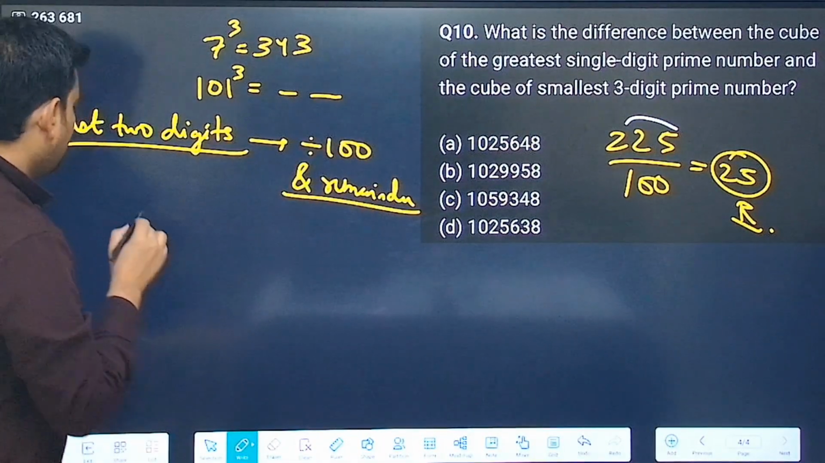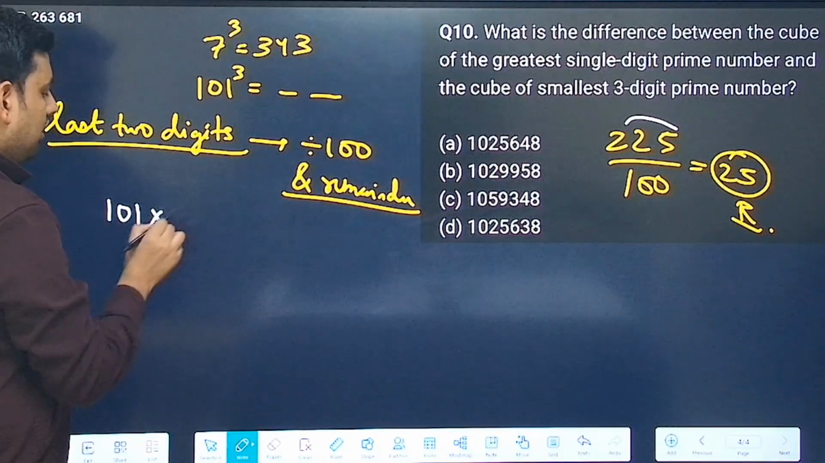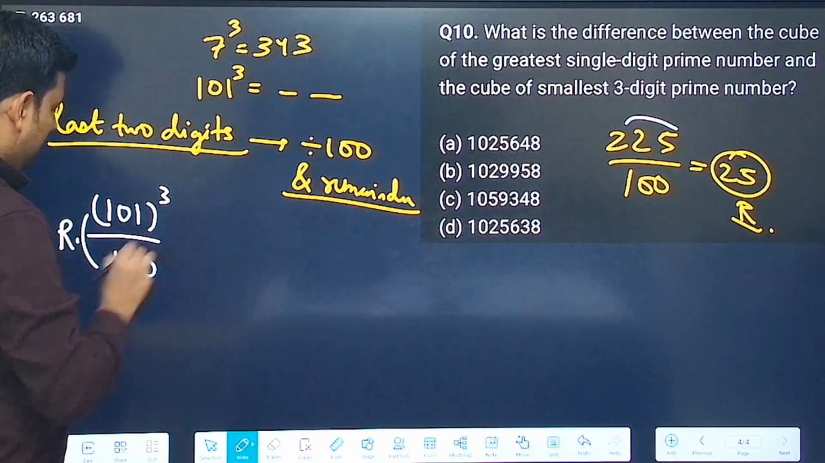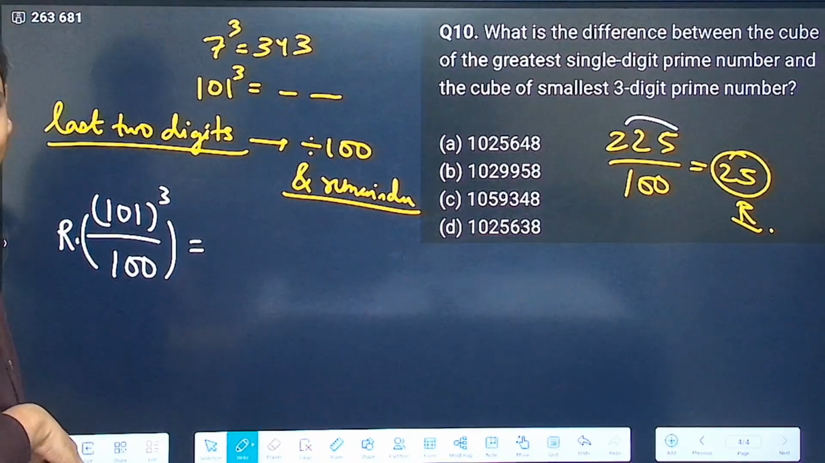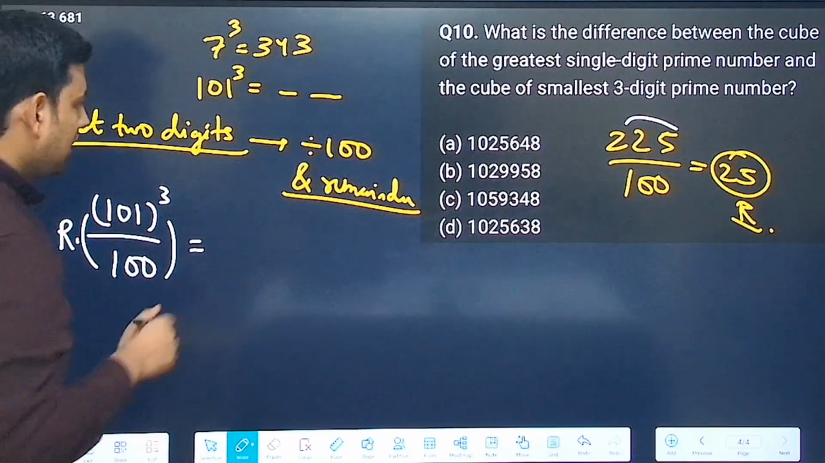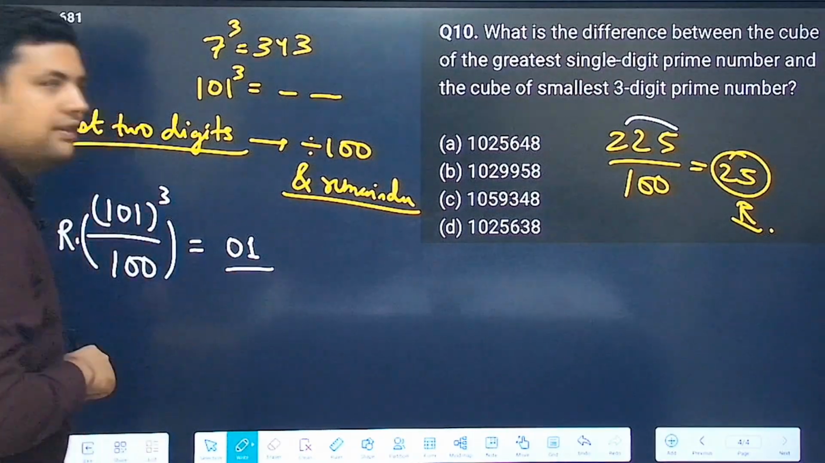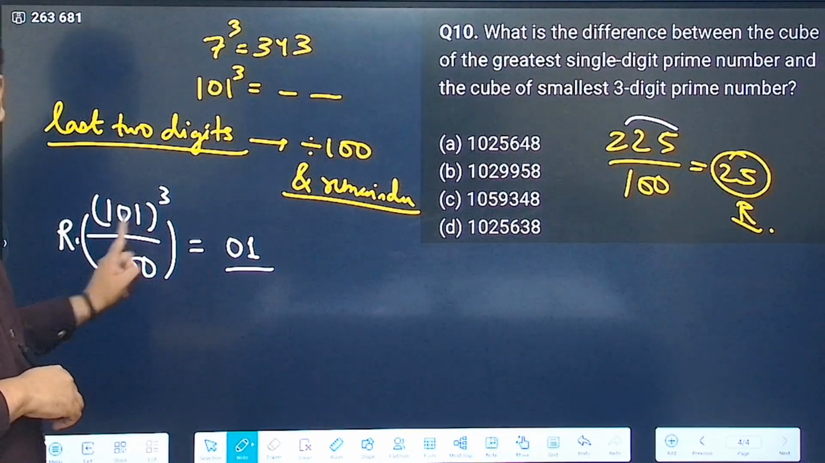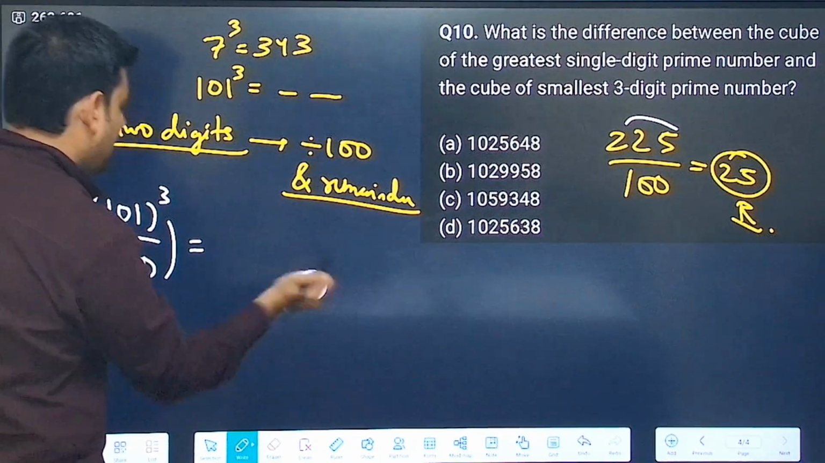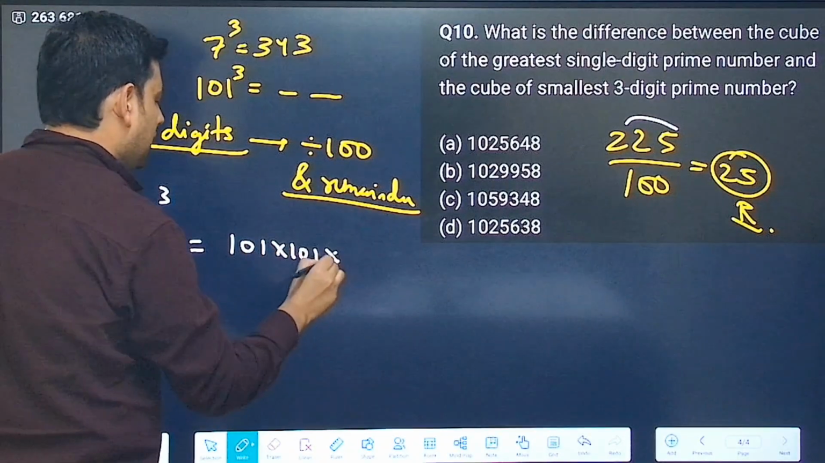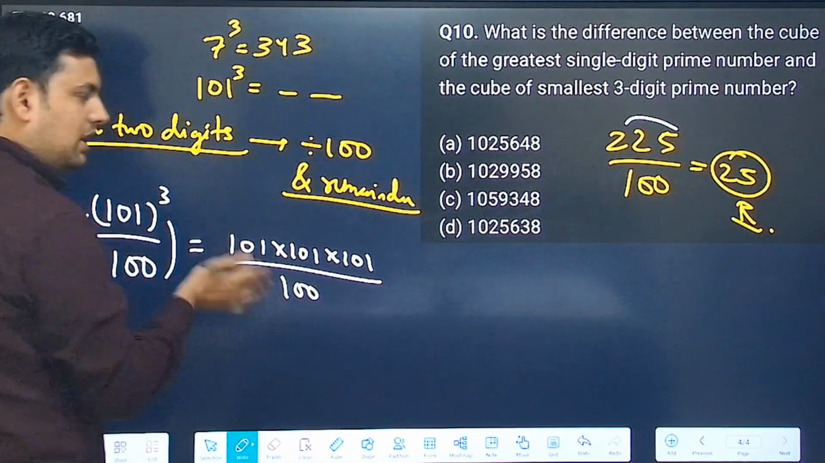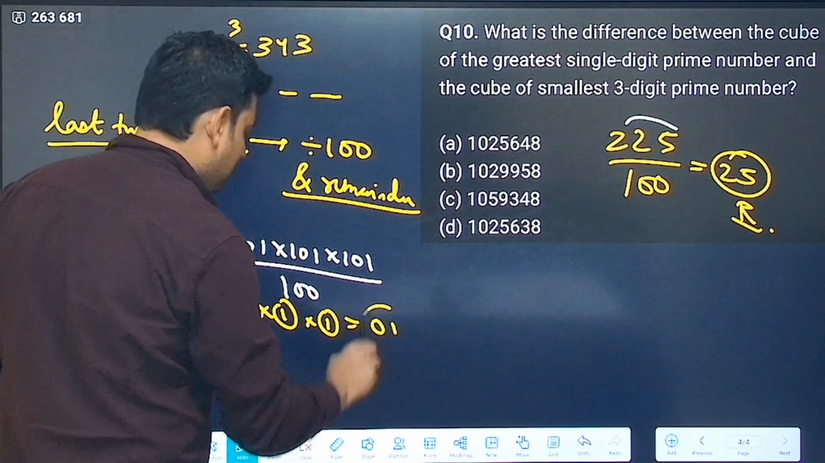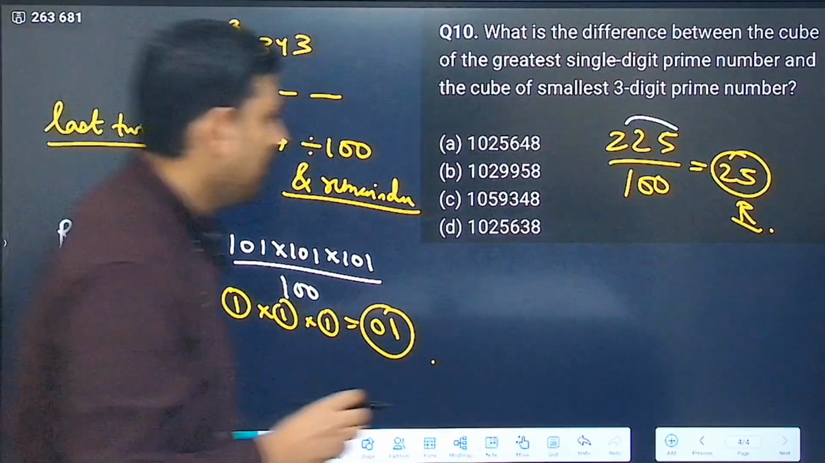Now this is very easy. So what you will get is 101 whole cube divided by 100. What is the remainder? The remainder will come out to be 0, 1 itself. Correct. Can you feel this? 101 cube, I can directly divide it. It will become 1 cube. Or if you want to expand it, it will be 101 into 101 into 101 by 100. Now divide all of them by 100. So this gives you 1 into 1 into 1. So what is the remainder? 0, 1 should be the last two digits.